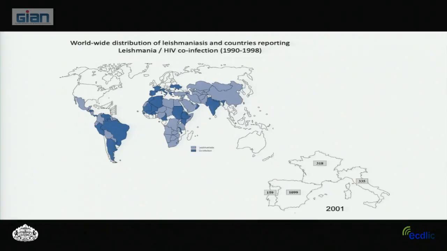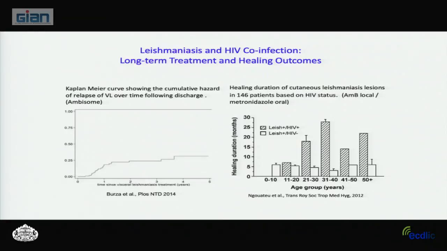So these are the areas in which the different forms of leishmania diseases are found in co-infection with HIV. So that includes the Indian subcontinent. And HIV co-infection seriously complicates treatment. So this is the relapse of visceral leishmaniasis over time following discharge after treatment with the best drug available for visceral leishmaniasis, which is AmBisome, liposomal amphotericin B. And 25% will relapse two or 3 years after therapy.